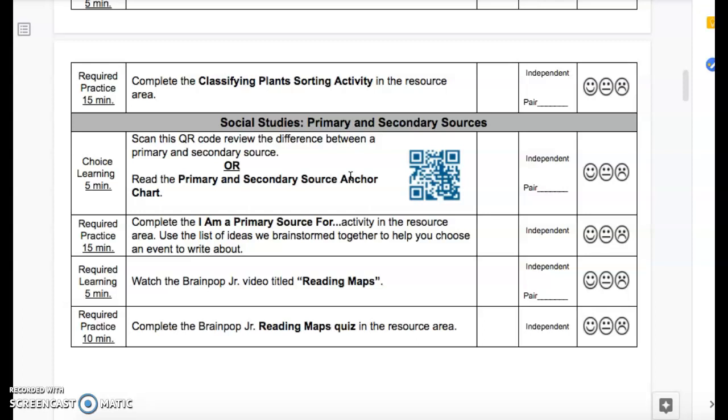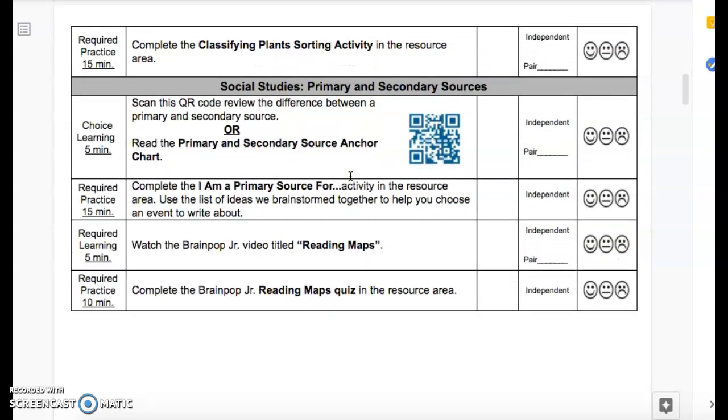The last section on the activity list is social studies. We're going to continue talking about primary and secondary sources. There's a choice learning here. Please choose one. Circle it. You can either scan the QR code and watch the video, or you can look at and read the anchor chart paper that your teacher has hung up. You need to pick one or the other to learn about it.